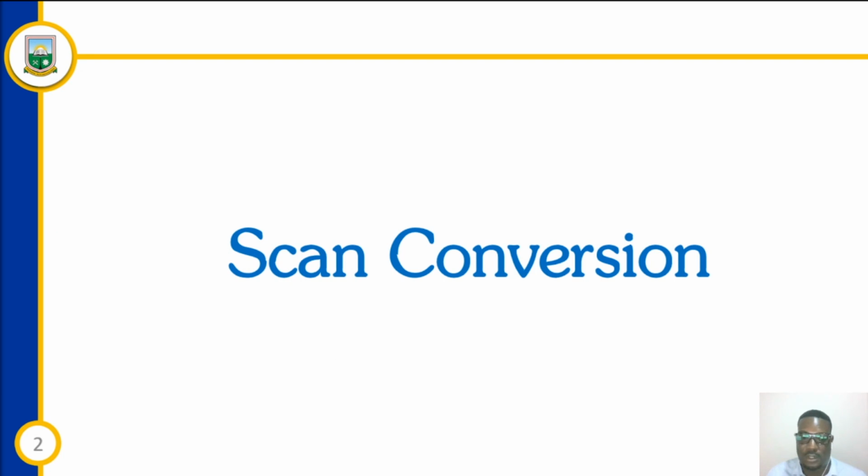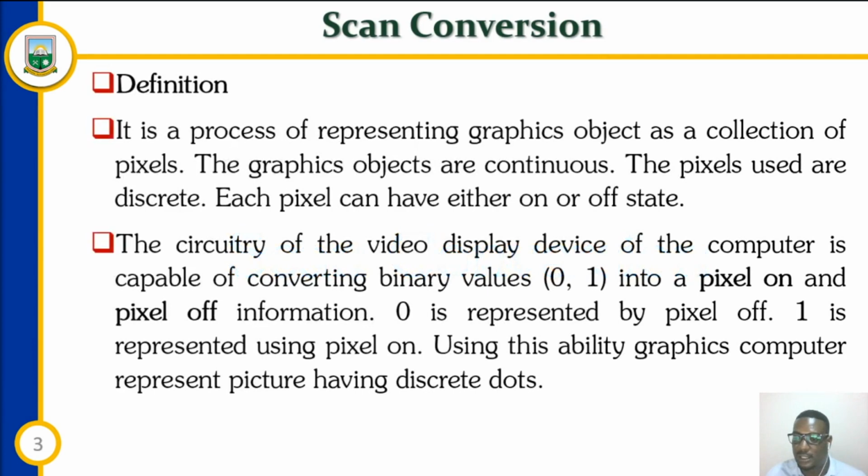Before I proceed, I will talk about the definition of what scan conversion is, and the essence of having some sort of algorithm just to help us make scan conversion effective. By definition, scan conversion is a process of representing continuous graphic objects as a collection of discrete pixels. A typical example would be a line, which is defined basically by its 2 endpoints and its line equation.